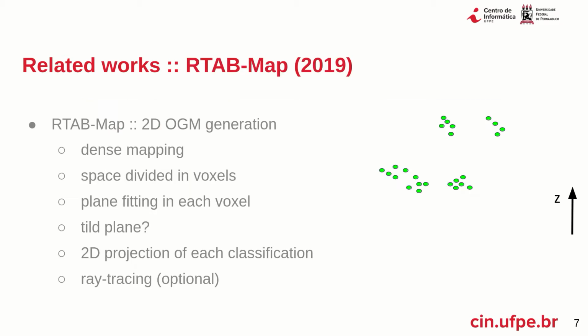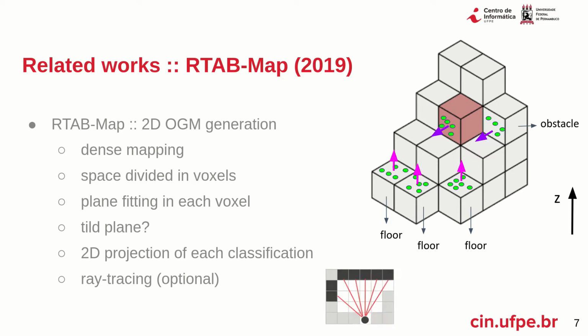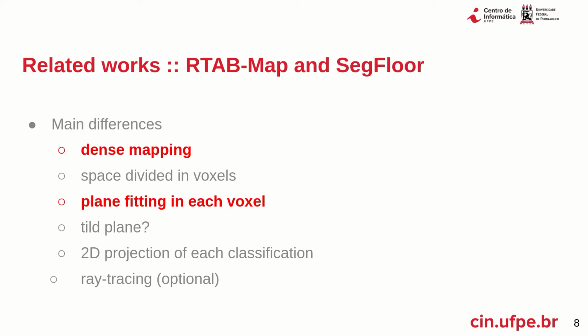Specifically about the 2D OGM generation, the dense point cloud is divided into voxels, and for each one, a plane fitting is performed. Given the plane's tilt angle, the voxel is classified as a free or occupied area, followed by its projection into the 2D grids. Additionally, a ray tracing option can complement the map. Our approach uses a similar flow.